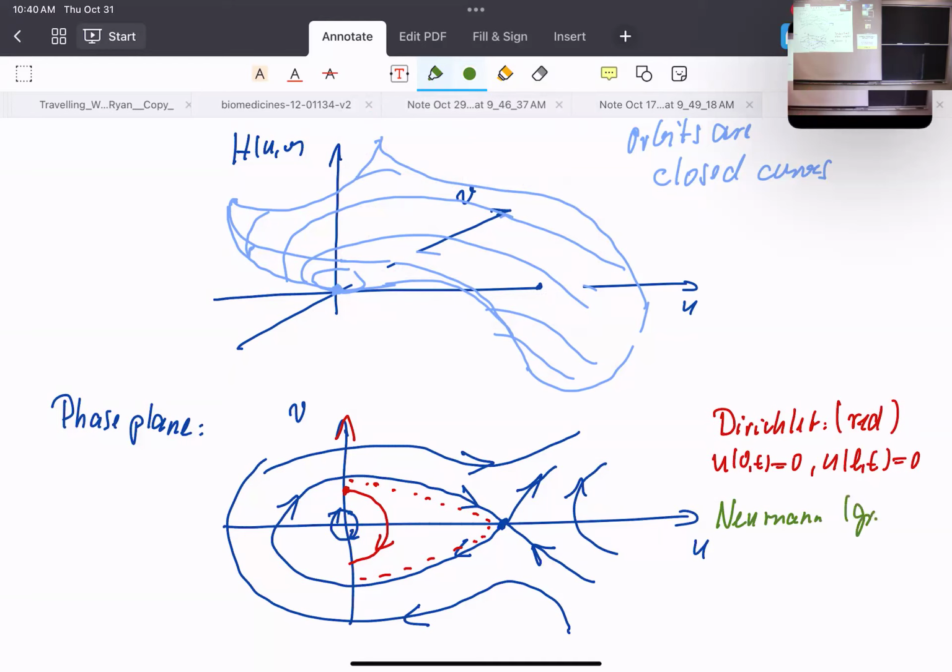Neumann, do this in green. Do you have enough colors? And so we have now a Neumann u_x is 0, and u_x has become v, right? That's our new variable v. So this would be v at (0,t) is 0 and v at (L,t) is 0. So let's do the same thought experiment. So where can this be? So v is 0. V is 0 on the u-axis. Right, so we need to start and we need to end on the u-axis. So where can this happen?